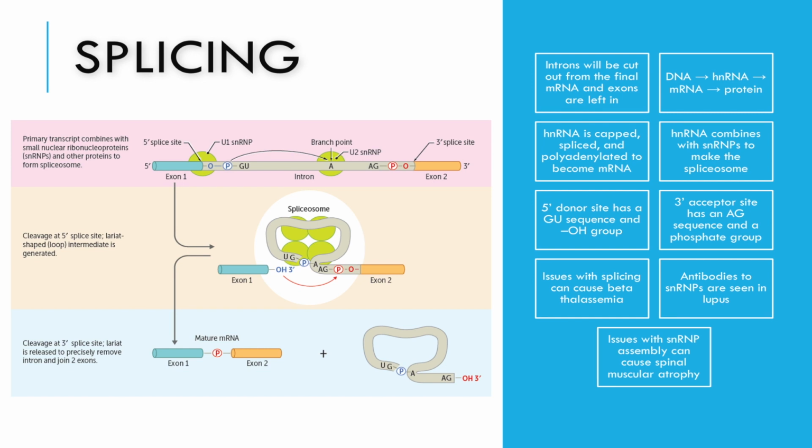Now let's sum up the important parts of this video. RNA combines with snRNPs to make the spliceosome. The spliceosome cuts at the 5' site, which is the donor site, and that has a GU sequence and an OH group that will then attack the 3' acceptor site that has an AG sequence and a phosphate group. Issues with splicing can cause beta thalassemia and spinal muscular atrophy, and antibodies to snRNPs are found in an autoimmune disorder called lupus.